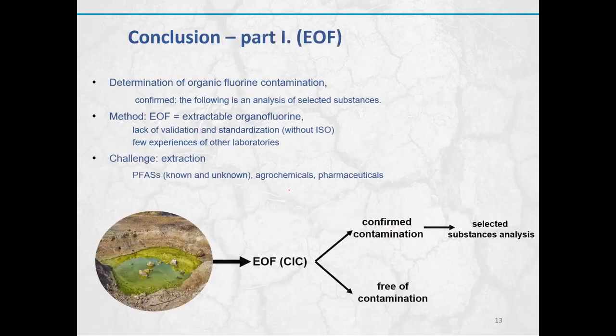My conclusion has two parts. The first part is about the organic fluorine, and there is a need to measure this, because nowadays there are so many contaminants, and it's really expensive and demanding to measure them all. So it will be easy for the analysts or the authorities to have a first measurement, measure just organic fluorine and say organic fluorine is there and we have to make a deeper analysis, or no, we are without organic fluorine and we should focus on different pollutants. But nowadays there is still a lack of validation, a lack of standardization, and little experience between the laboratories and research groups. And that's the challenge we have to take.